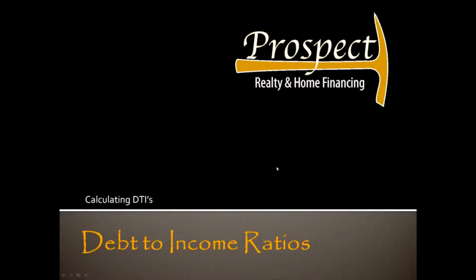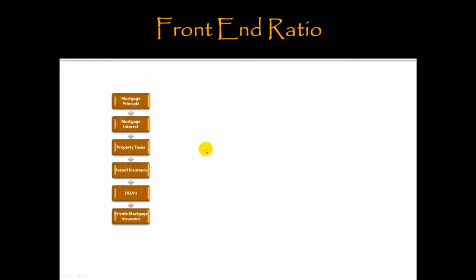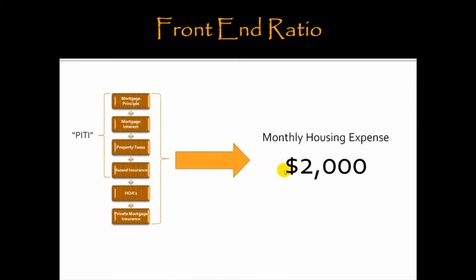I'd like to now give you an example on the computer just so you can get a better visual of what I was speaking of. Debt to income ratios and how to calculate them. On a monthly impounded mortgage payment, you have your principal and interest, your taxes and insurance, which is referred to as your PITI. And then some may have HOA dues as well as private mortgage insurance. You want to add up all those items and then come up with your total monthly housing expense.